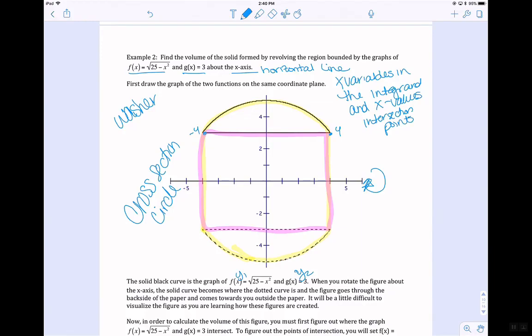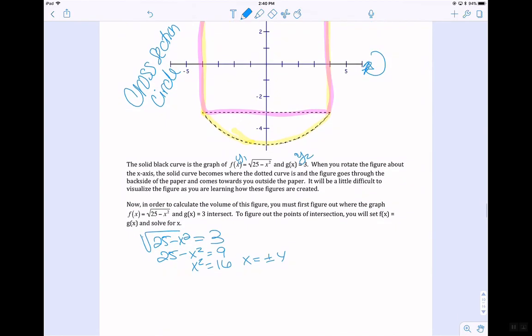Okay, so if you rotate around a vertical line, and the x-axis is a horizontal line, if you rotate around a vertical line, then it's going to be different. Y variables in the integrand and y values for your intersection points. And they always match up that way.